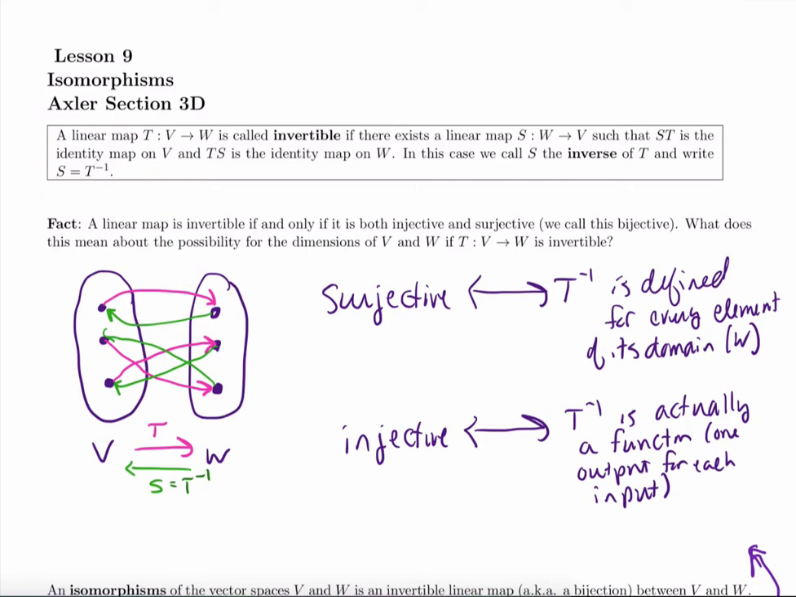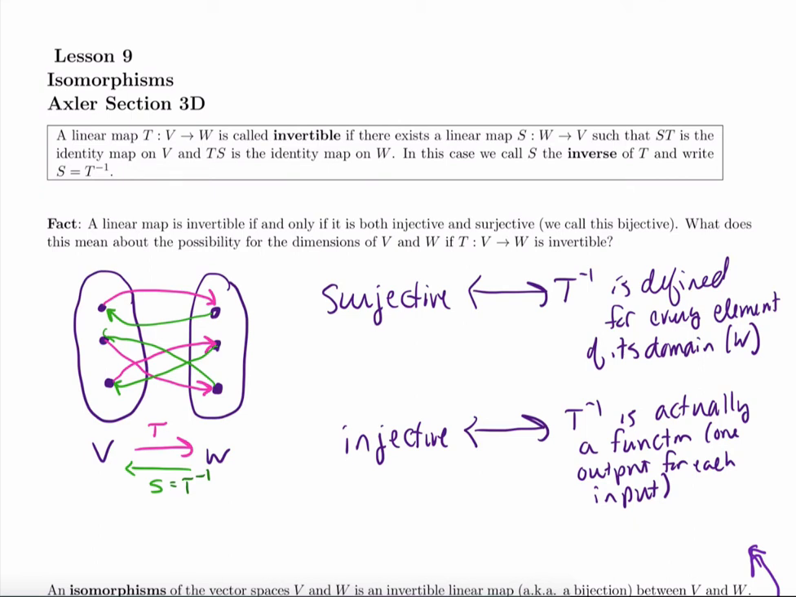And that's basically the idea of being invertible. And then our fact says that a linear map is invertible if and only if it's both injective and surjective. So if we're injective and surjective, we call ourselves bijective. And then the question asks us, what does this mean about the possibility of the dimensions if we're invertible? So invertible means we have to be injective and surjective.